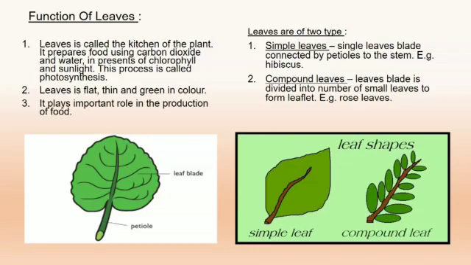Simple leaf: a single leaf blade connected by a petiole. Petiole means the stalk that joins a leaf to the stem. For example, hibiscus. Compound leaves: the leaf blade is divided into a number of small leaves called leaflets. For example, rose leaf.